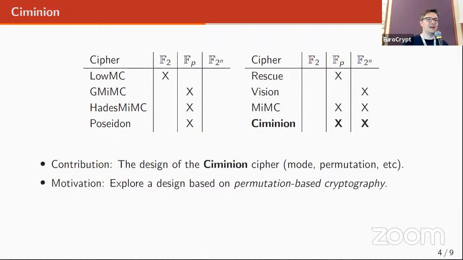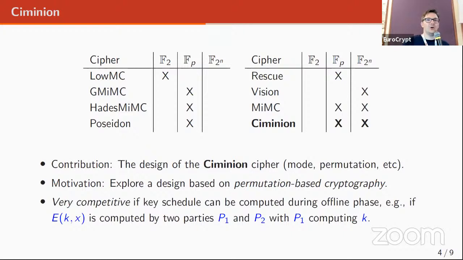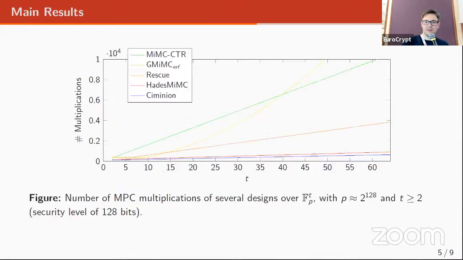The motivation behind the design was to look at permutation-based cryptography. Now, it turns out that the key schedule that we have is quite heavy. However, if we can make the assumption that the key schedule is computed during some offline phase, which can be done in the two-party computation setting where one party has the key and the other party has the input, then it turns out that CMINION is actually quite competitive.